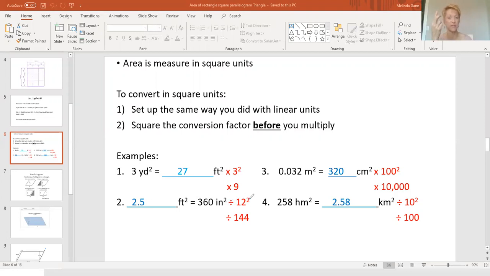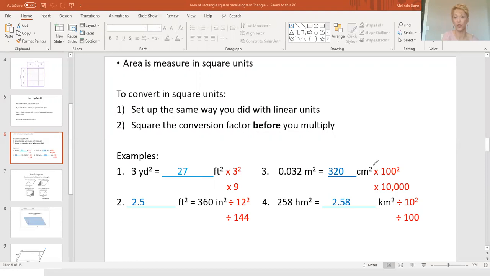Remember, parenthesis, exponents, multiplication, division, and then addition, subtraction. So 12 squared is 144. So I take 360 and divide by 144, not 12, and I get 2 5/10. Similarly here, the metric system's the same way.